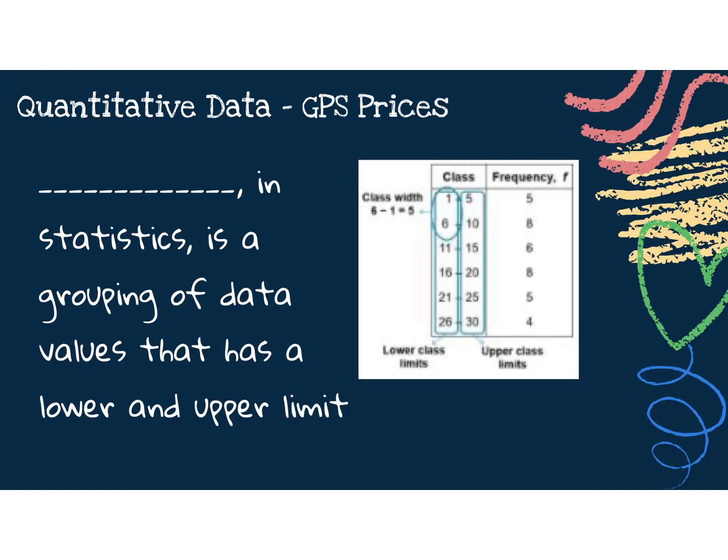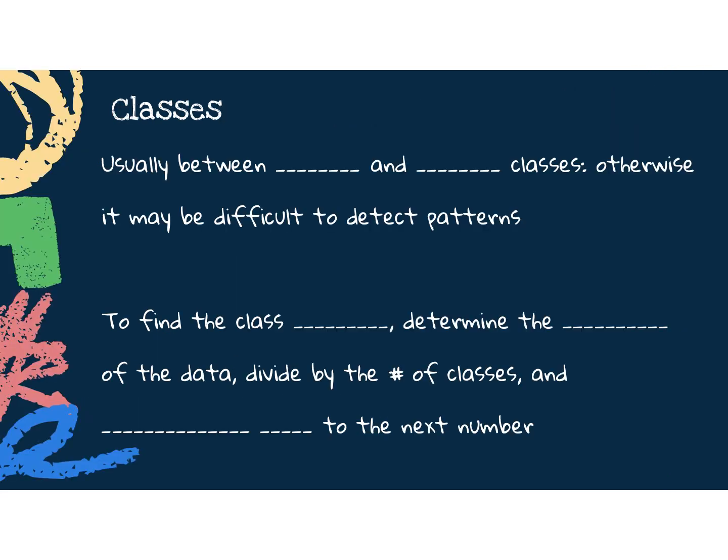Sometimes when we're talking about quantitative data, it's not as easy as qualitative categorical data to put into a frequency table because the numbers can have such a range. So we use something called classes. A class in statistics is a grouping of data values that has a lower and an upper limit. And you can see a picture right here to the right showing a class. Usually between 5 and 20 classes. Otherwise, it may be difficult to detect a pattern.